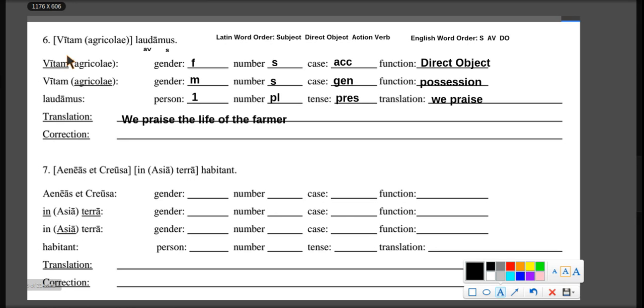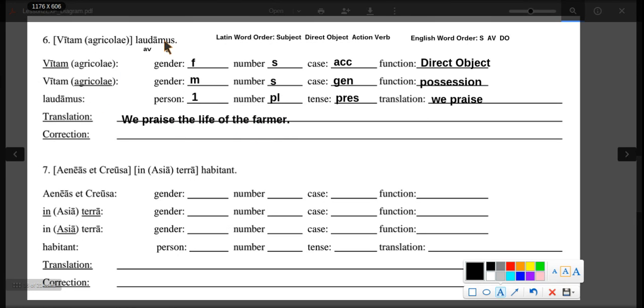Remember, for your direct object, accusative case in Latin, you do not need a preposition. With our genitive of possession, often "of" whatever the word means is the best way to translate that. So we have, we praise the life of the farmer.